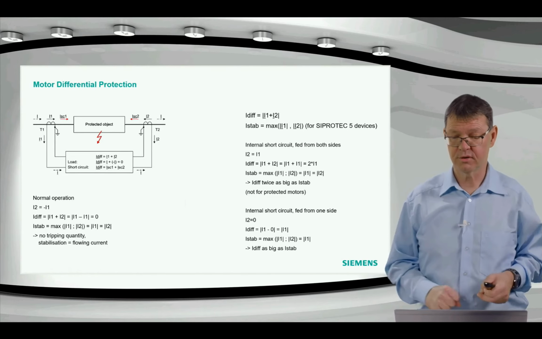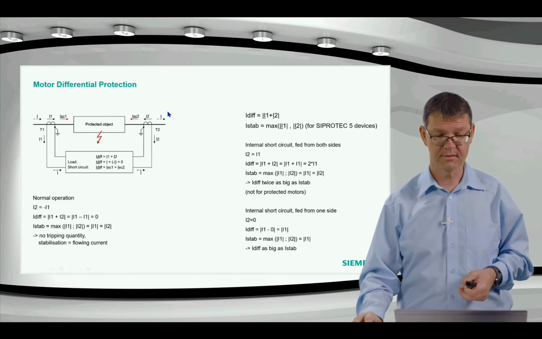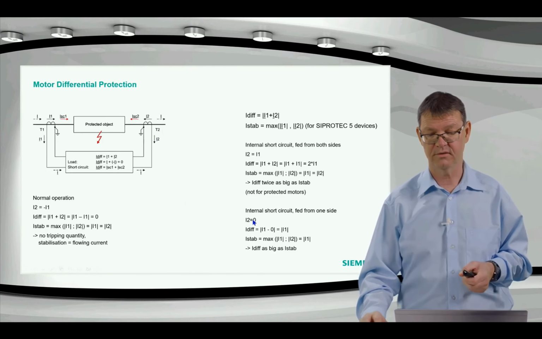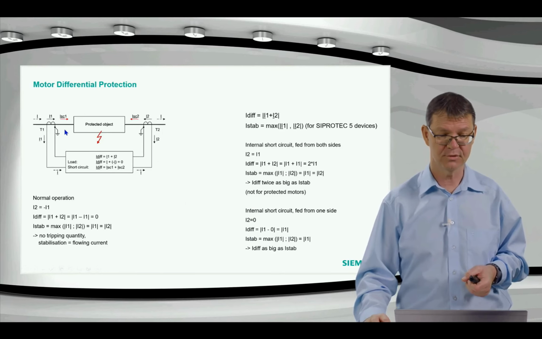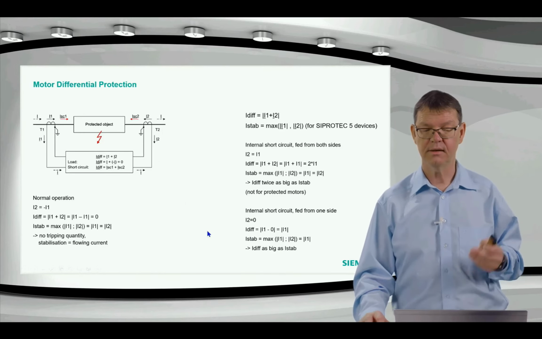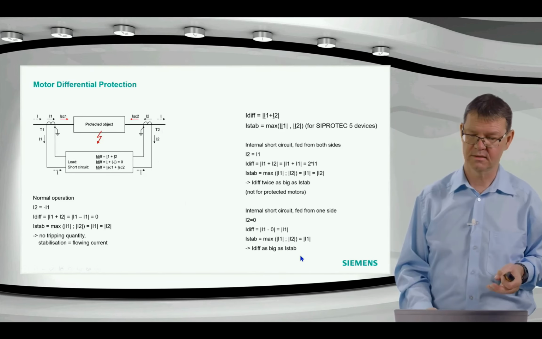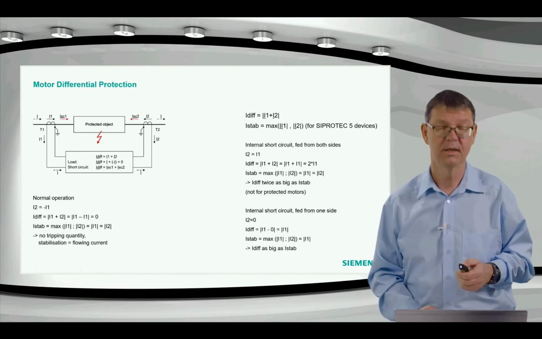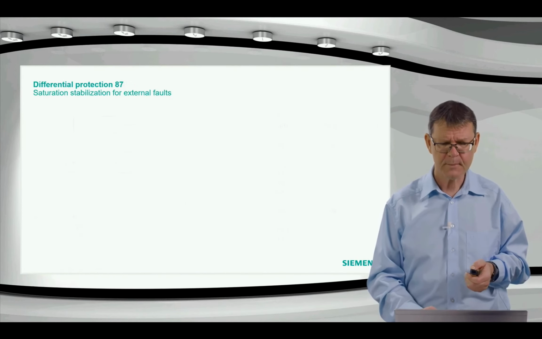For the internal short circuit fed from one side, this side is 0, and the differential current is identical to the current that comes in here, and identical also to the stabilizing current. So this is basically how the principle is set up.